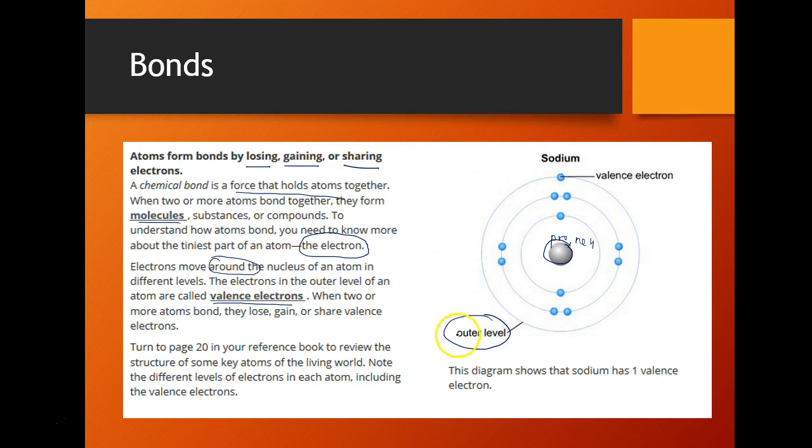In this example right here, we see sodium, and if we look on that outer level of this sodium atom, we see that it has one valence electron. And so again, we're going to be looking at different atoms and the different amounts of valence electrons that it has and how that plays a role in the type of bonding that it participates in.